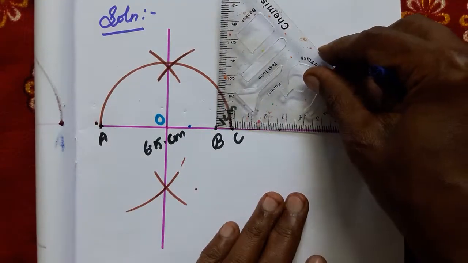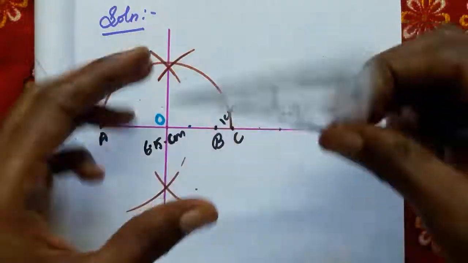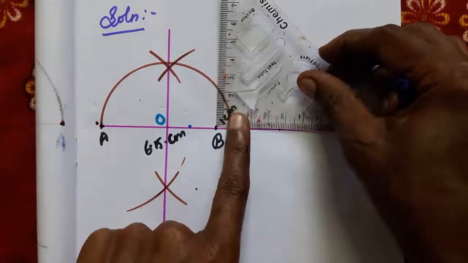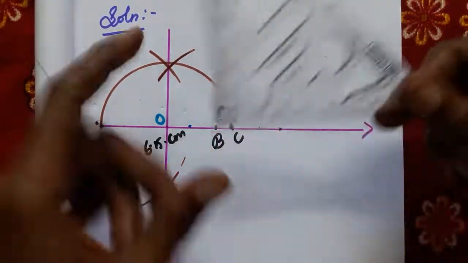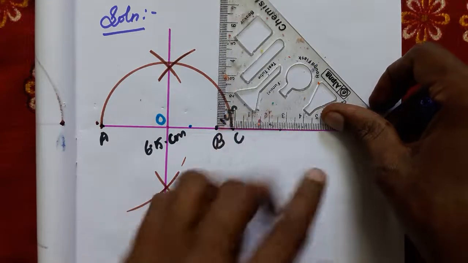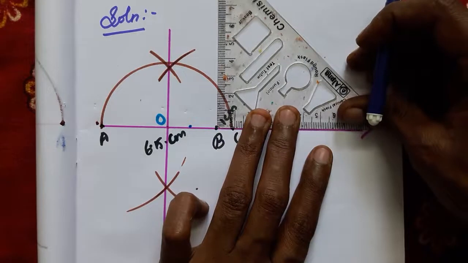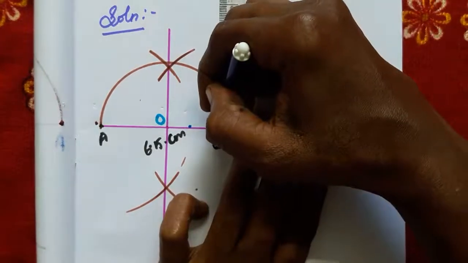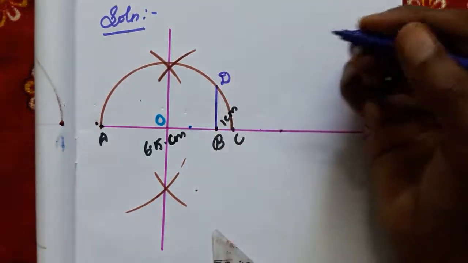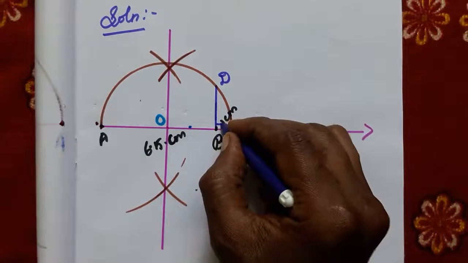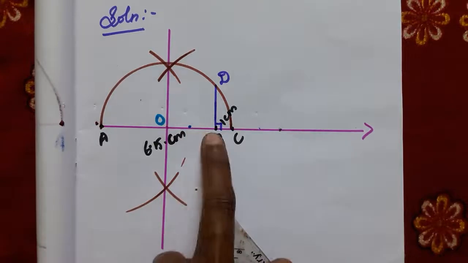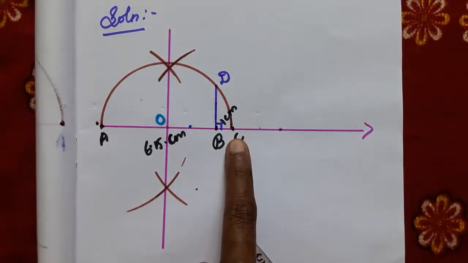Other way from B. B you have to keep it. How you have to draw? You say take a set square. These 2 points, this line as well as this line have to coincide. Next, from B you have to draw a line. Now BD is perpendicular to AB as well as BC also.